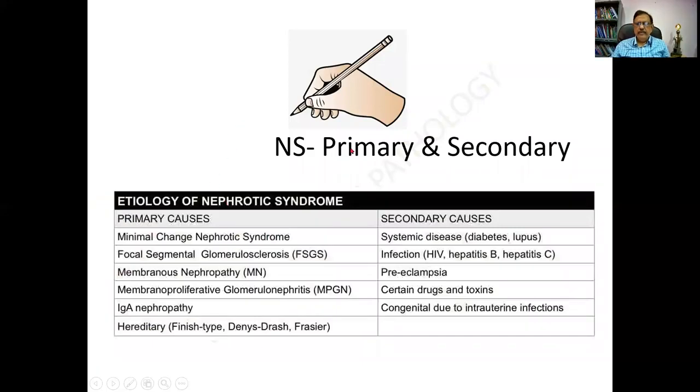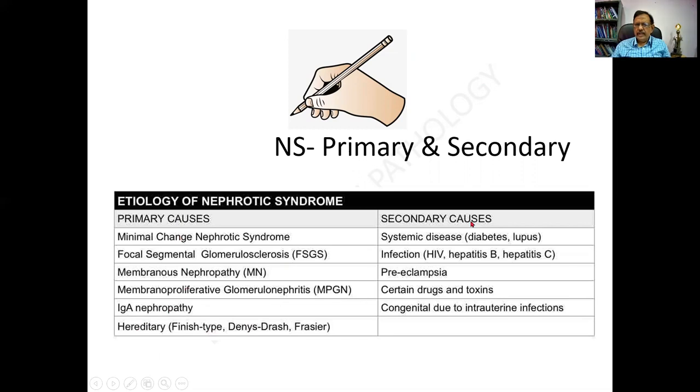Nephrotic syndrome itself, when the question is asked, we are supposed to write the causes. And they are divided mainly into the primary causes and the secondary causes. Primary causes we shall remember, and each one of these can be asked as a question: minimal change disease, focal segmental glomerulosclerosis, membranous nephropathy, membranoproliferative glomerulonephritis, IgA nephropathy, and hereditary. So the first five can be asked as questions.